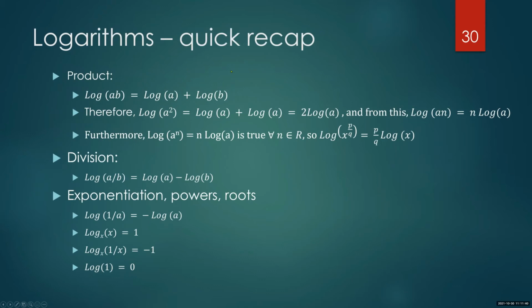So now we're going to move on to logarithms. There's a quick recap here, but really you need to have log tables or your textbook in front of you so that you can give yourself a quick reminder of the laws of logs. So real quick, if you multiply AB, the log of AB is equal to the log of A plus the log of B, and therefore the log of A squared is equal to the log of A plus the log of A, which is twice the log of A.